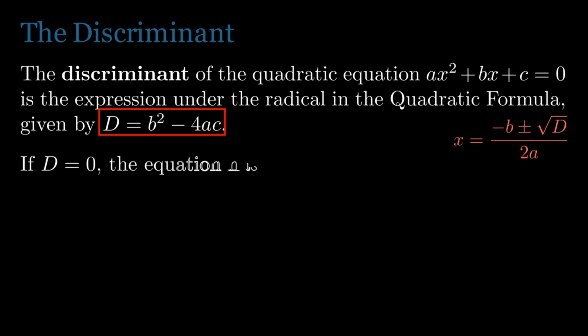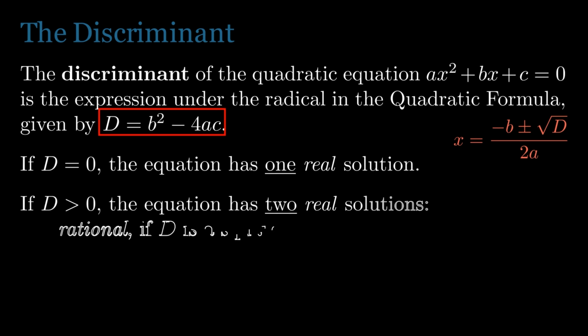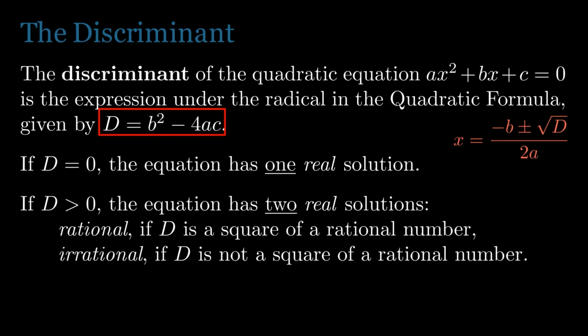So, if D equals 0, and the square root of 0 is also 0, we only get negative b over 2a, so one rational solution to the quadratic equation. If D is greater than 0, the equation will have two real solutions, because the square root of a positive number is a real number.